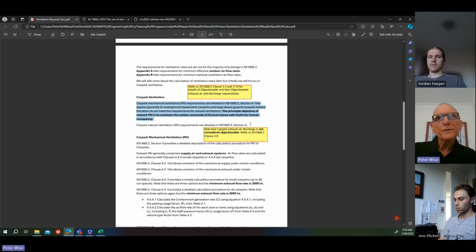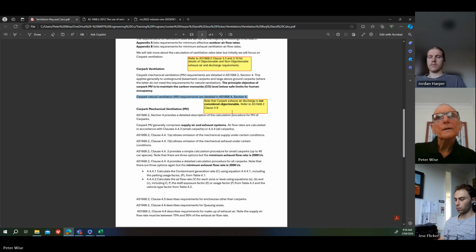Car park natural ventilation requirements are detailed in AS 1668 Part 4, and we will talk about that at a later time. As I said, car park exhaust air discharge is not considered objectionable. So it's not objectionable. That's important to remember, okay?